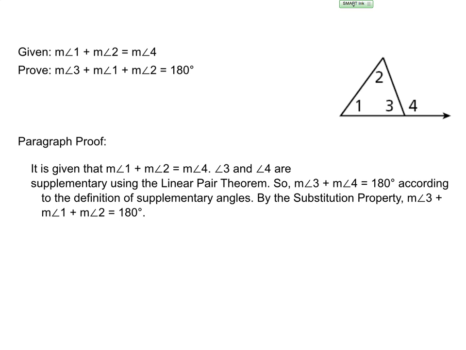John? The measure of angle 1 plus the measure of angle 2 equals the measure of angle 4. Reason? It's given. Where do you get that first sentence? Line 2, statement is what? Jaden.